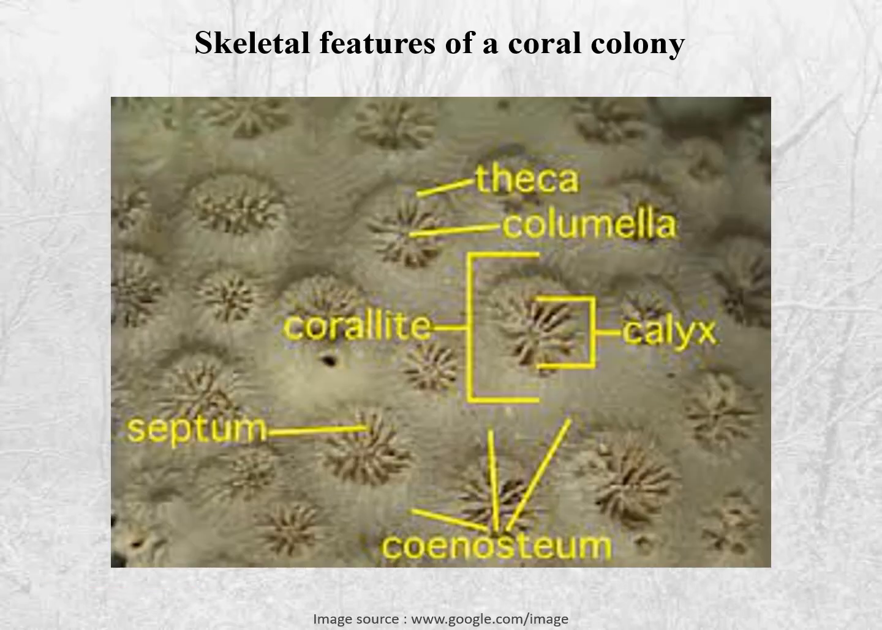Here you can see a top view of a coral colony. These are the columella, solid rod-like structures. This is one entire corallite, a single corallite with all its septa. You can clearly see the septa occur in a radial fashion, and you can see a central cup-shaped or bowl-shaped depression over which the polyp occurs. This depression is known as calyx, and all the individual corallites are joined together. This intermediate portion, which is roughly smooth compared to the calyx part, is known as cenostem.